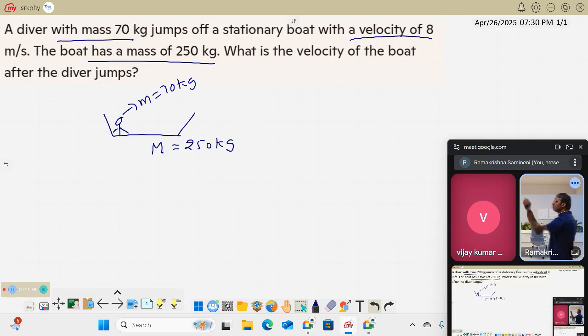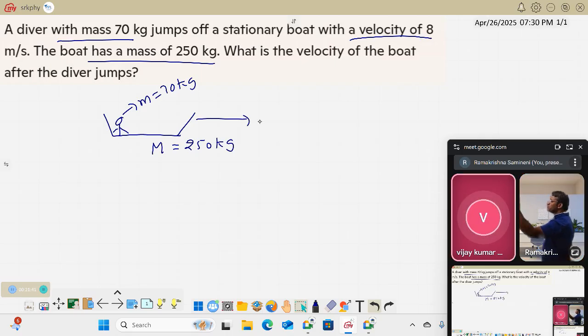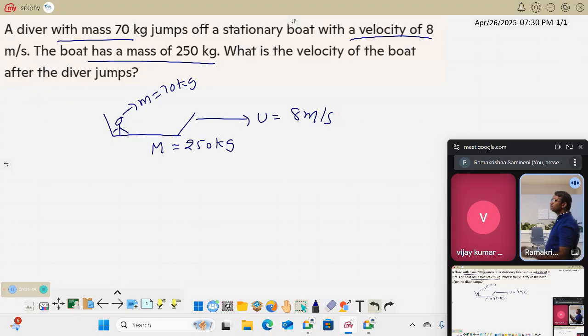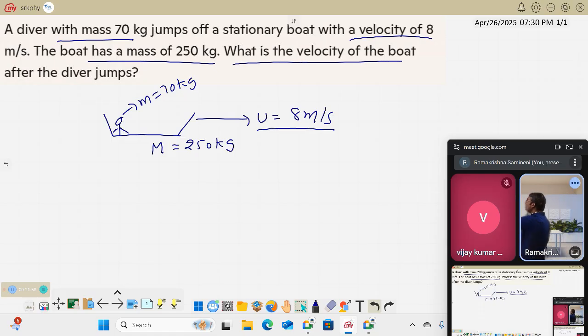So it is moving like this with a speed. Okay, 8 meter per second. It is moving with a speed of 8 meter per second. So the boat is moving with a speed of 8 meter per second. When it is moving with a speed of 8 meter per second, so now what happens? What is the velocity of the boat after the driver jumps? Means the person has jumped out of it.